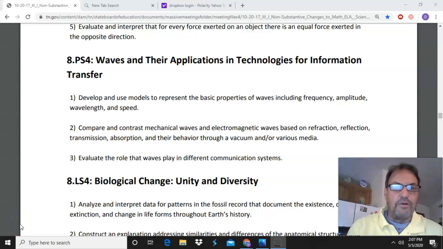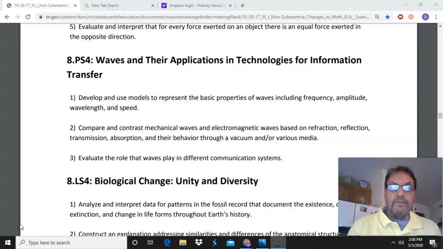All right, welcome back. We're going to be going over the second part of waves today. This time we're going to be talking about the electromagnetic waves, but let's once again look at the standards that we're going to be addressing. This is 8.PS4, and this is waves and their applications in technologies for information transfer.